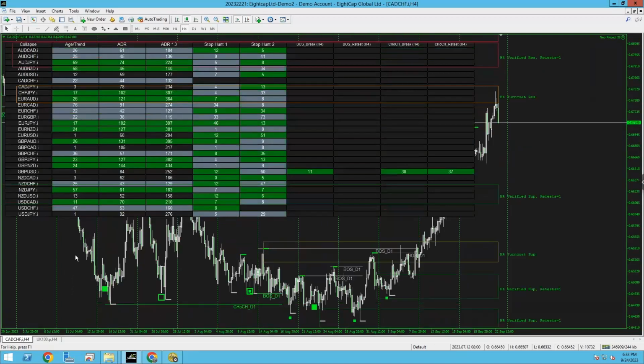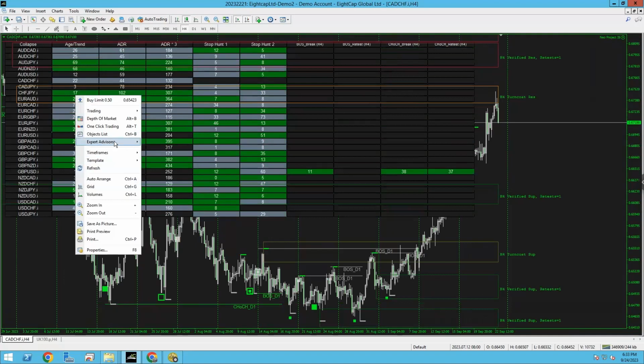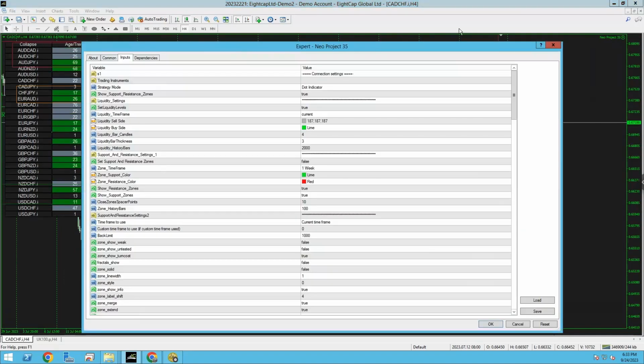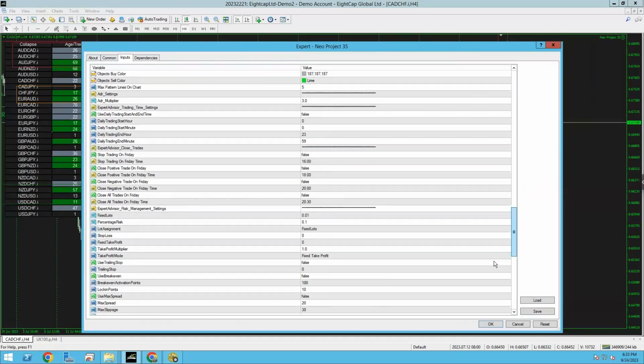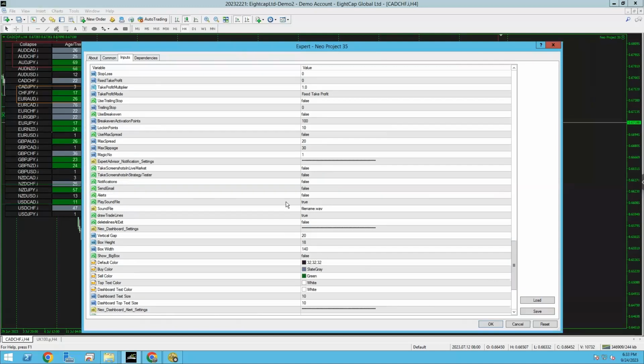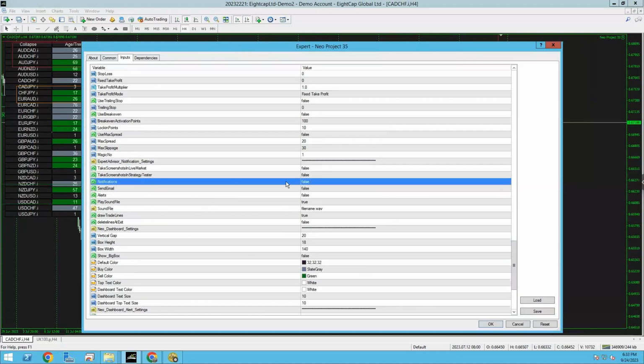So to set up your alerts, you just want to right click on your screen. You want to go to experts, properties. And when you go to here, you have this big screen open. You can make it bigger by moving the top right and all of that stuff. And then you just want to scroll all the way down to here, expert advisor notification settings. And then you want to make sure you switch on your notifications to true.